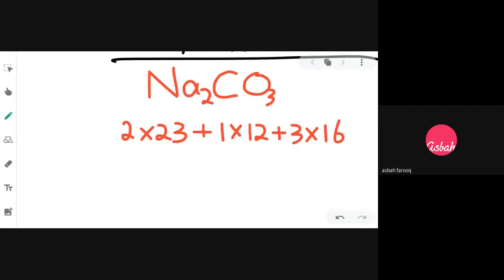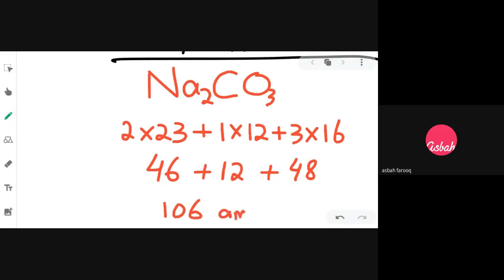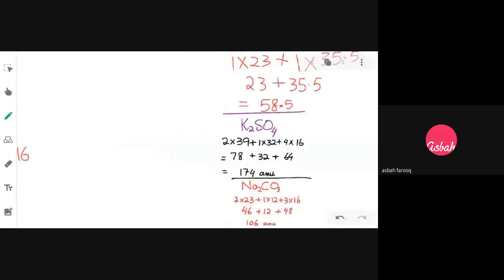Similarly, we have one carbon only, and the mass of one carbon is 12. So here we can write down 46 plus 12 plus 48. So the answer will be 106 AMU.